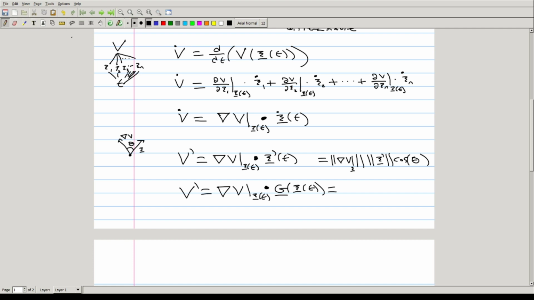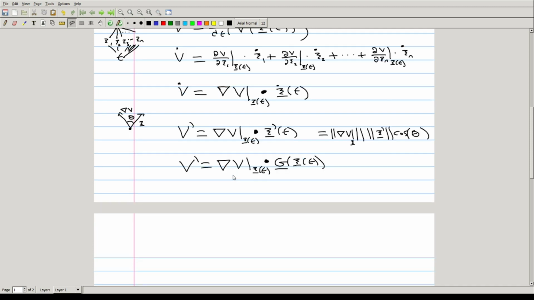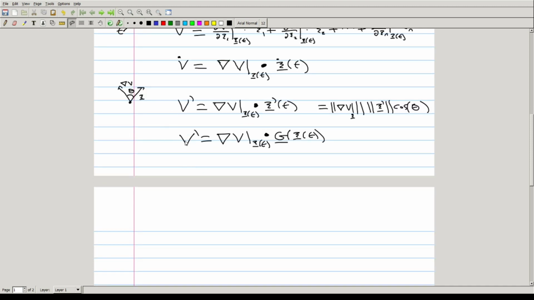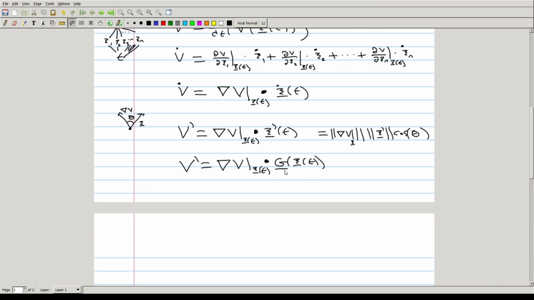But this angle is characterizing the sign of v prime, the rate of change of v, which means that we're going to be able to really see how this affects the solution itself. We can use this idea. If we can find a suitably chosen v, we can say definitively certain things about how the solution is behaving based on the vector field g.